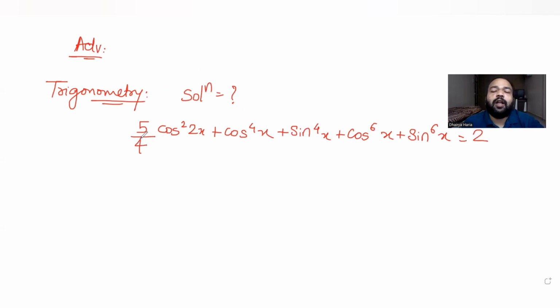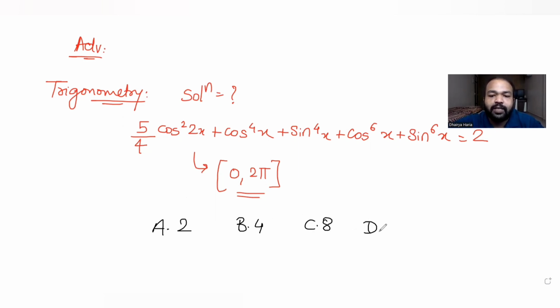We need to find the number of distinct solutions of this equation which lie in the interval 0 to 2 pi. So we need to find all the values of x that satisfy this equation in the interval 0 to 2 pi, and see how many solutions there are. The options given are A is 2, B is 4, C is 8, and D is 16. We need to figure out which option is correct.